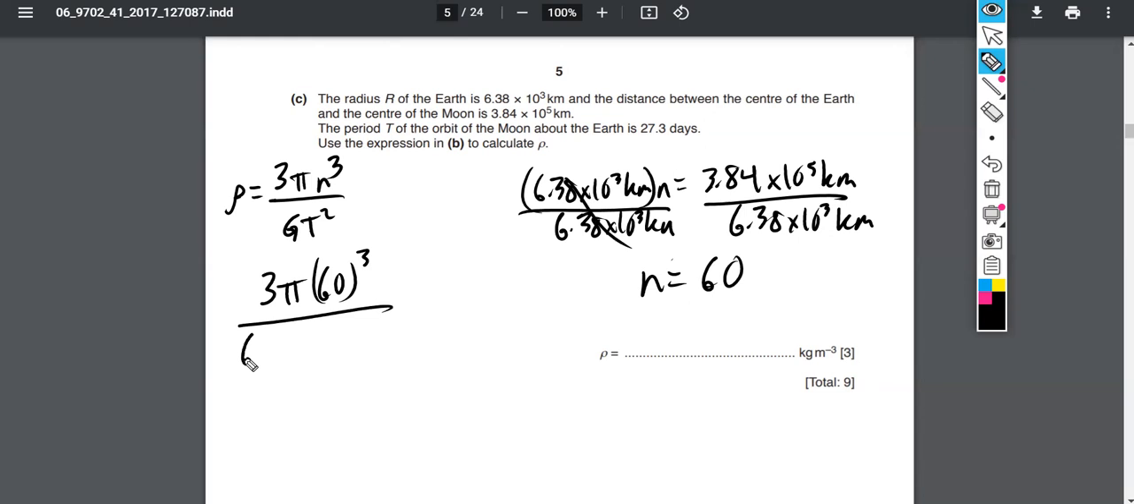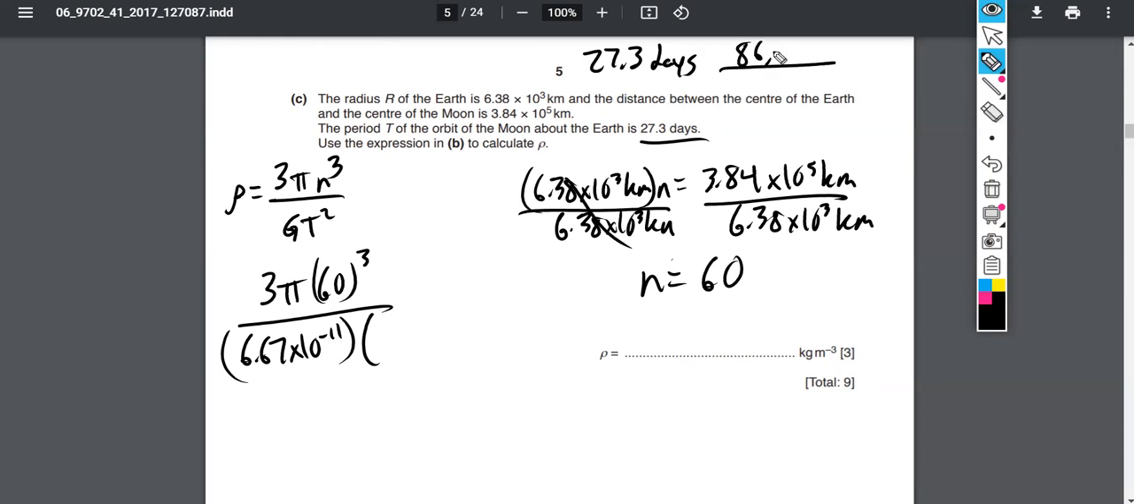you may recall that g is 6.67 by 10 to the negative 11. And the time, they say, is 27.3 days. It says the period t, or the orbit of the moon about the Earth, is 27.3 days. Days are no good here because the units of g are Newton meters squared per kilogram squared, and a Newton is a kilogram meter per second squared. So we need seconds of time. We need the base units of time, not days.